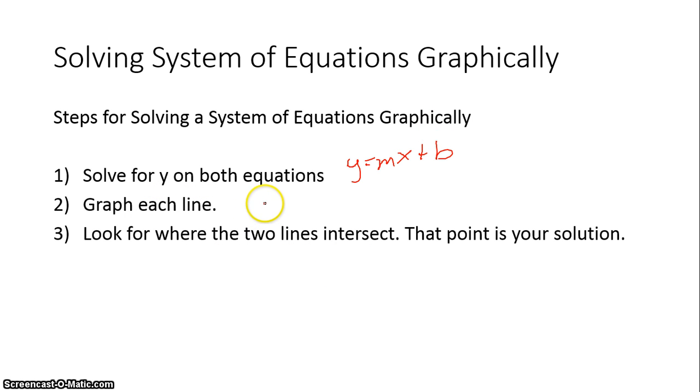Then graph each line. We know how to graph a line already. And then look for where the two lines intersect. That point is your solution. It will be in the form x comma y.